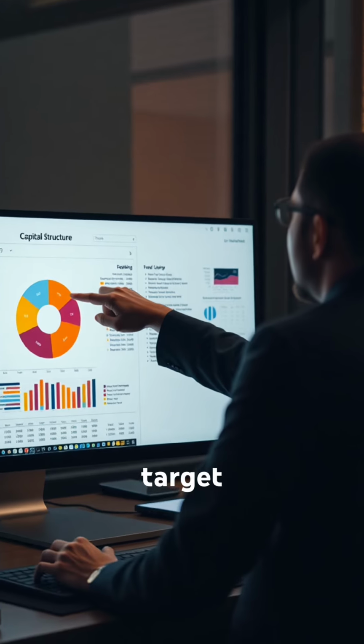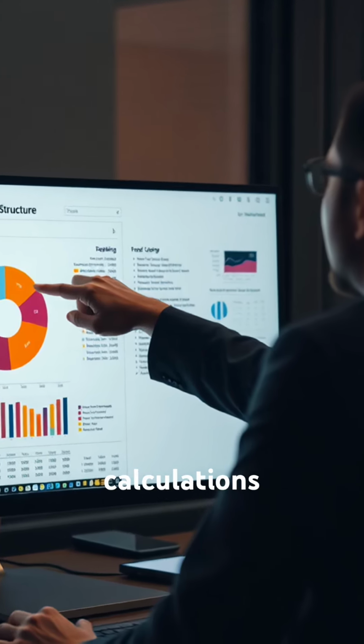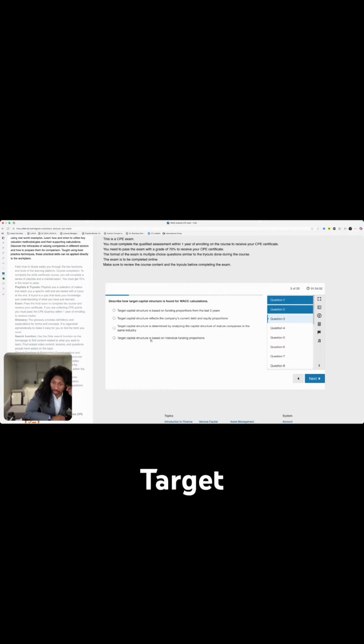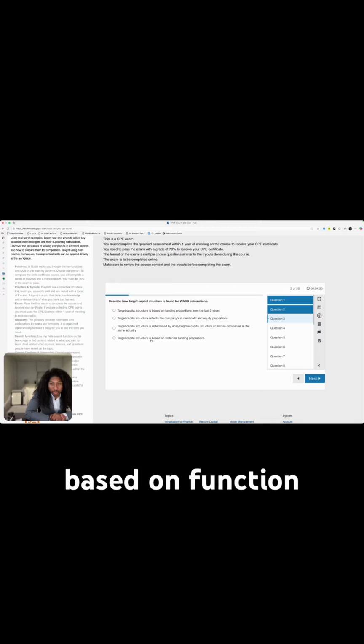Describe how the target capital structure is found in WACC calculations. Target capital structure is based on historical funding proportions. Target capital structure is determined by analyzing the capital structure of mature companies in the same industry. I'm reading from bottom up this time, guys. A target capital structure reflects the company's current debt equity proportions. Capital structure is based on funding proportion the last 2 years.